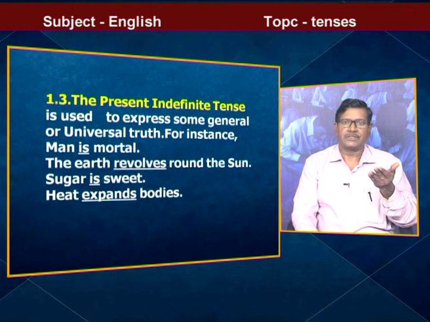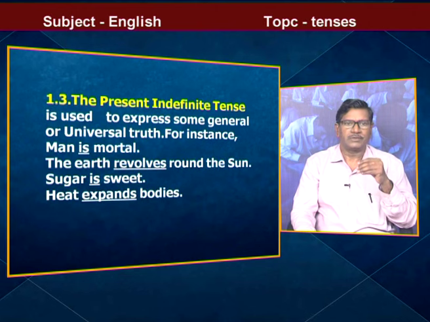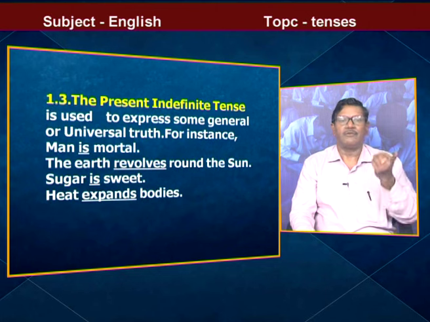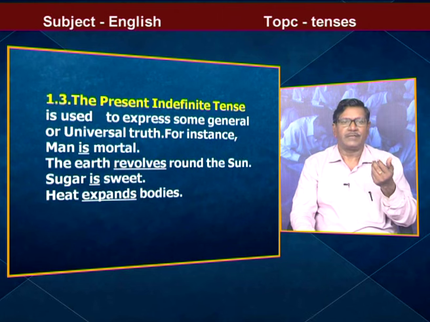Present indefinite tense is also used to express some general or universal truths. General truth or universal truth. For instance, man is mortal. Manavudu marchudu. Ante maranam unnatundi vade gaani kalakalam undevadu kaadu. Man is mortal. The earth revolves around the sun. Sugar is sweet.